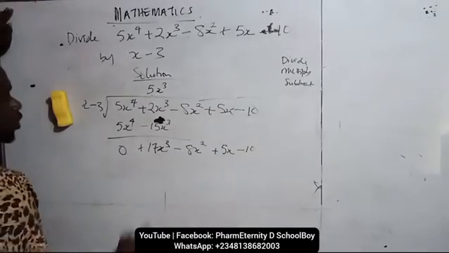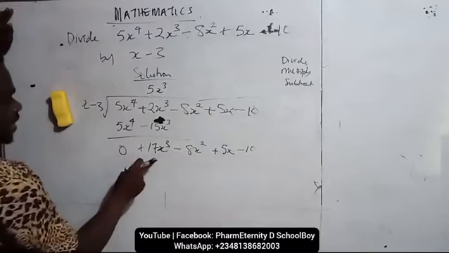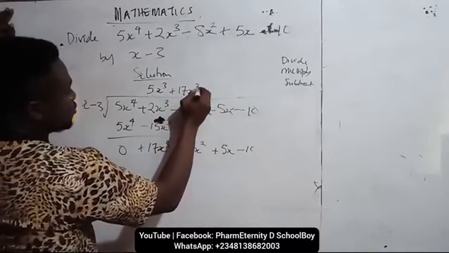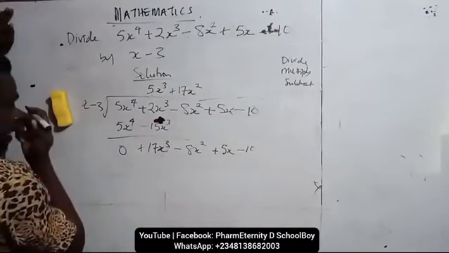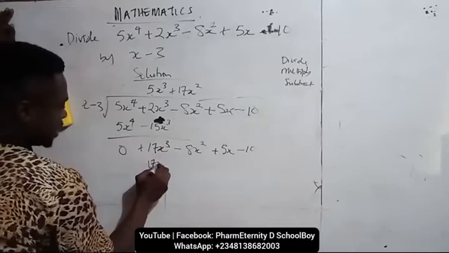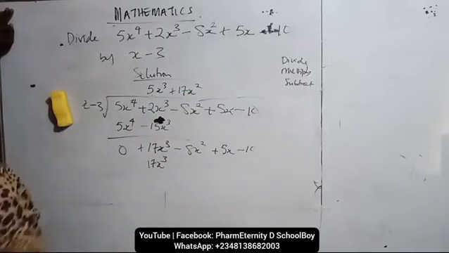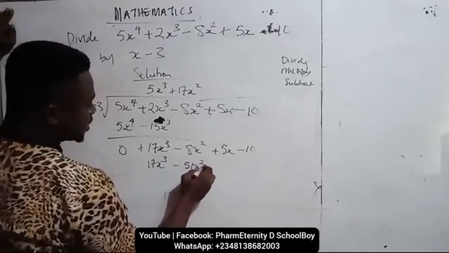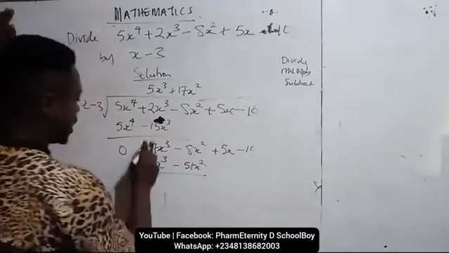Now let's continue. Let's go back again. We divide. x divides 17x cubed. We have plus 17x squared. Multiply again. 17x squared times x is what? 17x cubed. 17x squared times minus 3 is what? Minus 51x squared. We subtract. This will give us what?